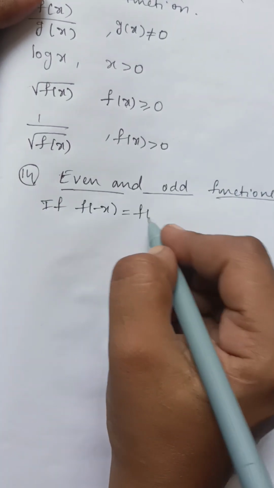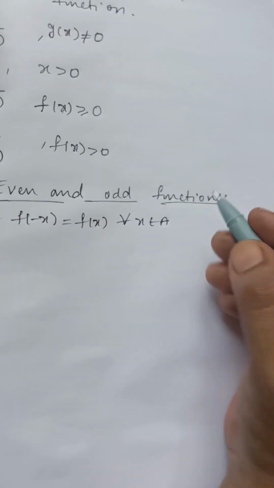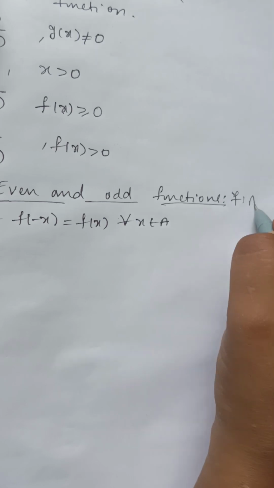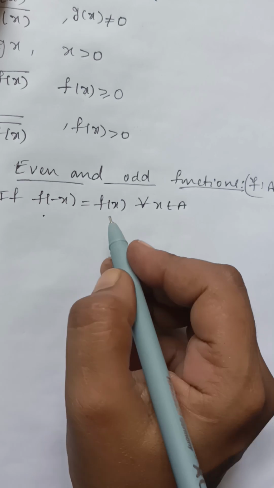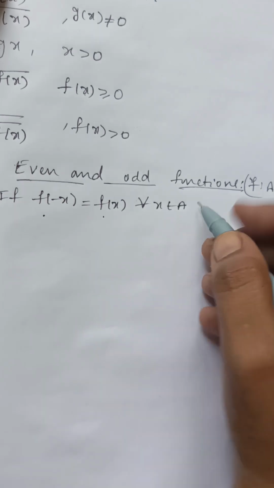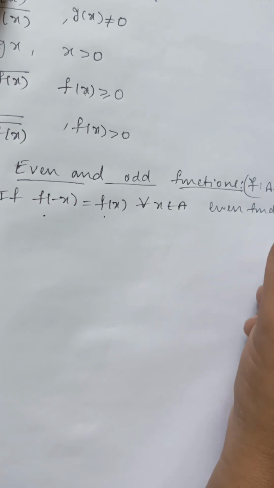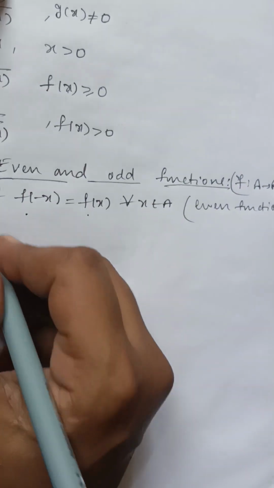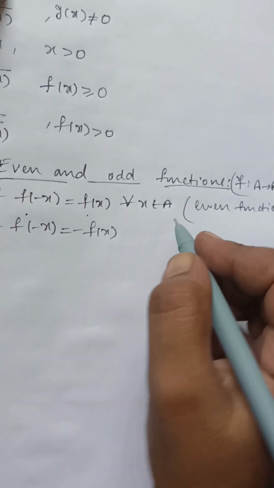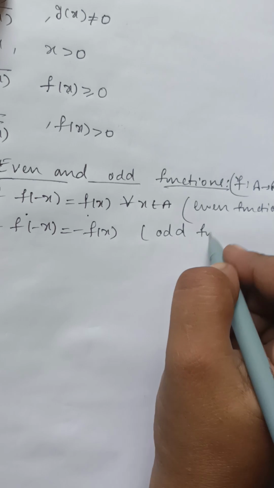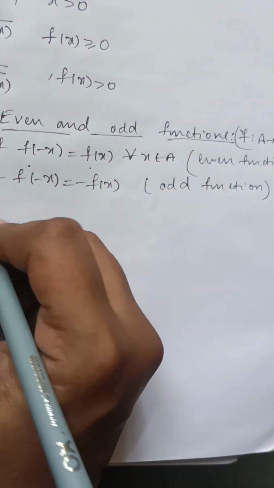Next one, even and odd function. If f of minus x equals f of x for all x belongs to A, where f maps A to R, then f is called an even function. Okay, if f of minus x equals minus f of x, then it is an odd function.